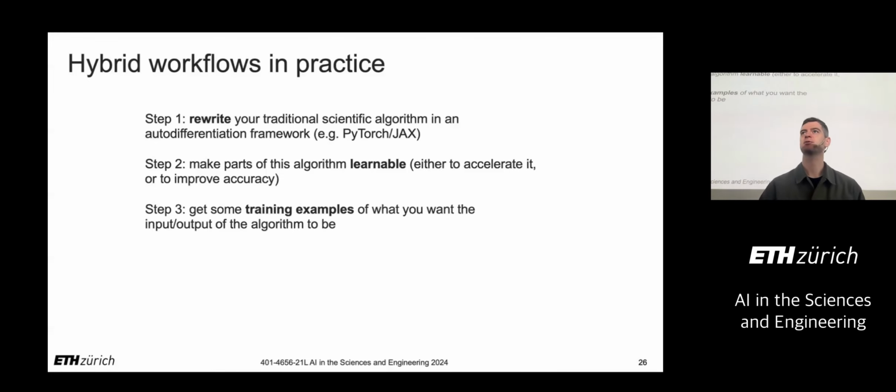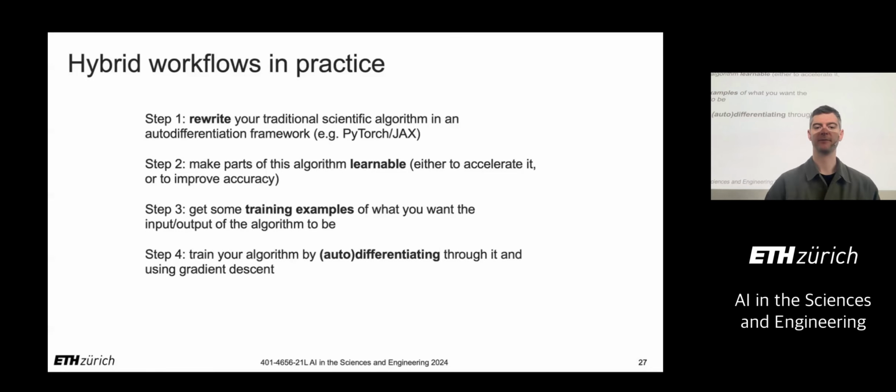Step 3, just grab some training data of what you expect the outputs of that algorithm to be. This is where your real world data comes into practice. We need to learn these algorithms from some sort of data. And then step 4, just train your algorithm with Autodiff. Just compute a loss function of the outputs and just let Autodiff get your gradients for you.